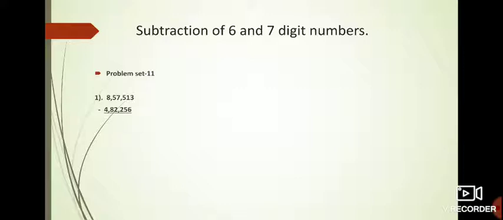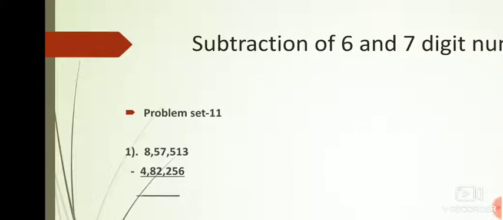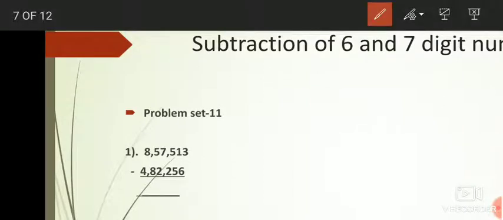88,57,513 is, and subtraction is 4,82,256. Okay, so now here what we have to do, see, students, here this is another method. We can't subtract 6 from 3, so borrow 1 point. That borrowed point here we have to write below, and this units place becomes 1 tens, and 1 tens plus 3 units is 13 units, that is 13.